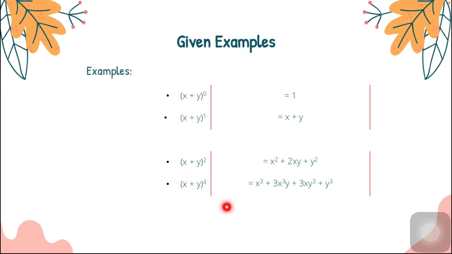So, example naman kapag x plus y raised to 3, sorry, typo lang. So, tatlong beses mo siyang i-multiply by itself or i-distribute mo si cube sa x plus y. So, you'll have x cubed plus 3x squared y plus 3x y squared plus y cubed.